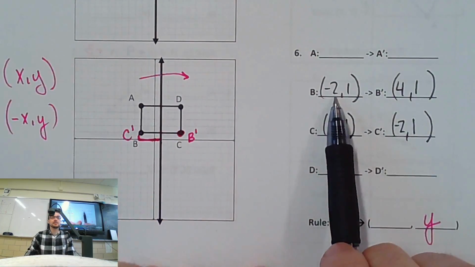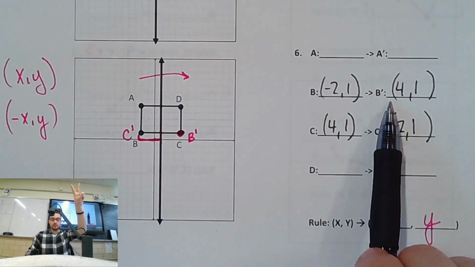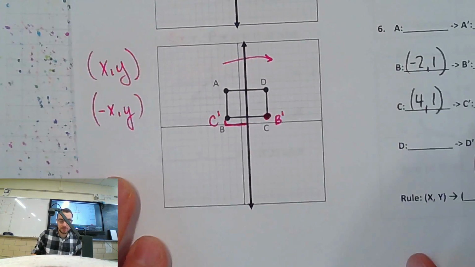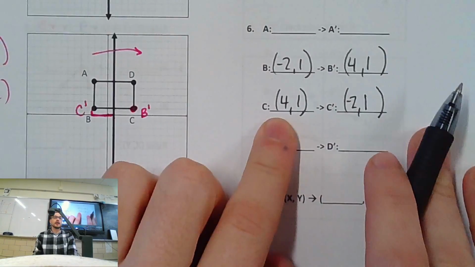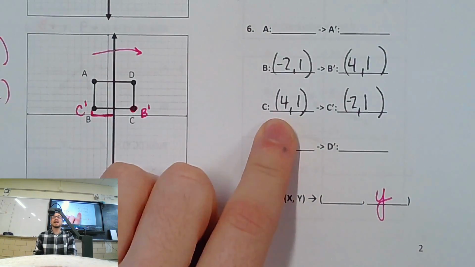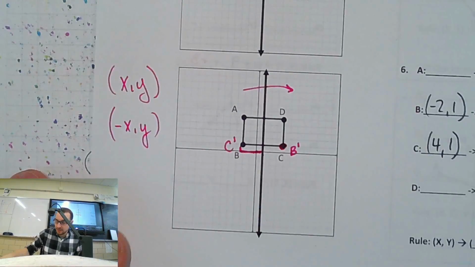If I negate the negative 2, what does it become? 2. What do I add to 2 to get to 4? So I add 2. So I negate the x, and then I add 2 is what it looks like. So I'm going to do that, and then I'm going to add 2. If I negate the 4, what do I get? Negative 4. Then add 2. I get negative 2. So the rule is really this.